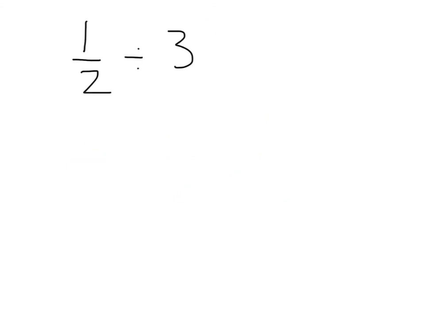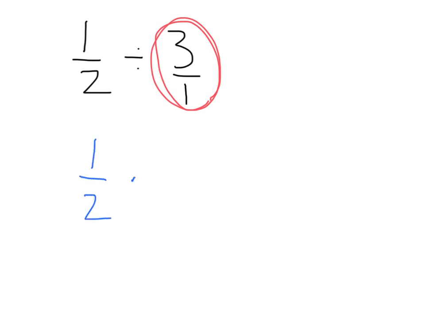Let's go ahead and try one more for good measure. Here we have 1/2 divided by 3. I see my whole number, so I'm going to rewrite that as a fraction with 3 over 1. Now I know I want to multiply by the reciprocal of my second number. So instead of 1/2 divided by 3, I'm going to have 1/2 times 1 over 3. Again, all I did was switch the numerator and denominator to get my reciprocal.